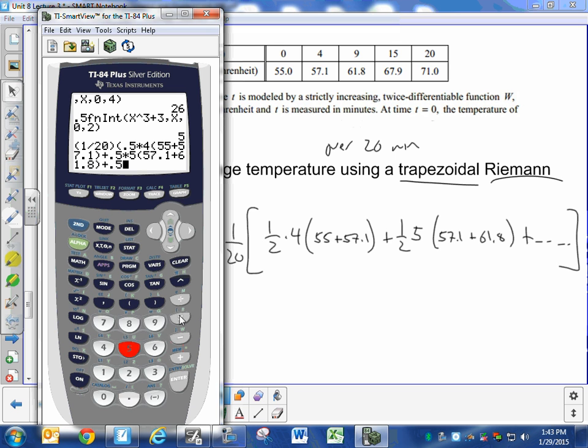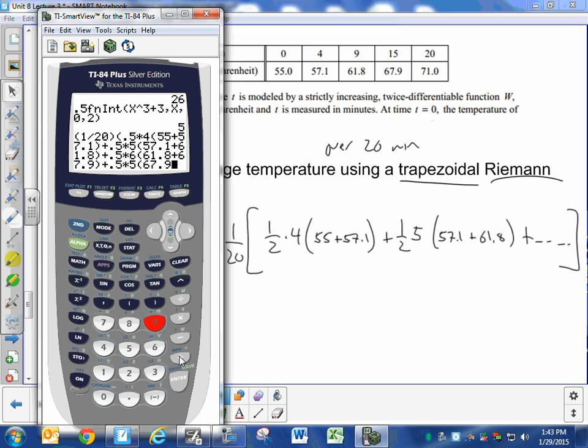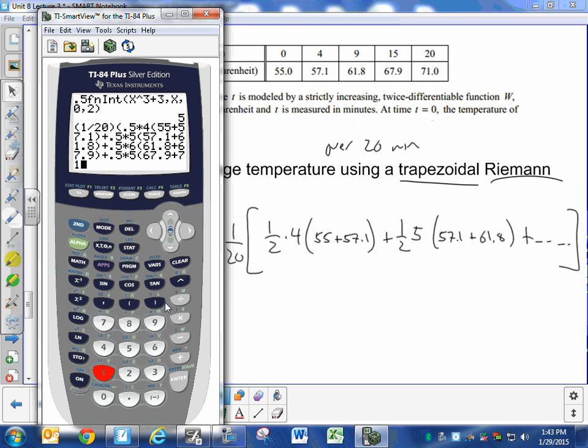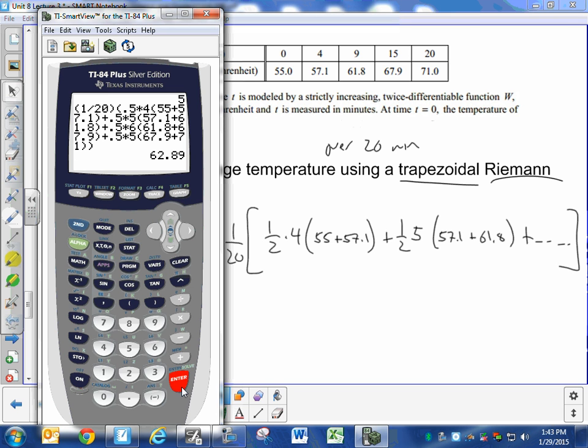plus 0.5 times, between 9 and 15, that's 6, times 61.8 plus 67.9, plus 0.5 times, between 15 and 20, it's 5, times 67.9 plus 71. This is a cruel problem that I gave myself. We should close the parentheses one more time. Everything should line up. 62.89. Now, I feel really good about this answer because it's between 55 and 71. So I feel fairly confident.